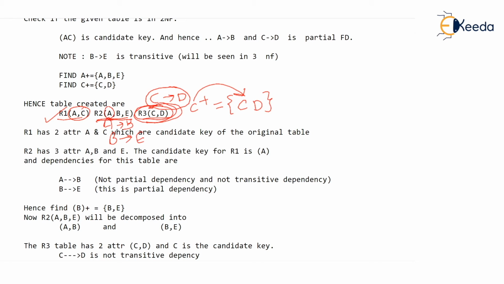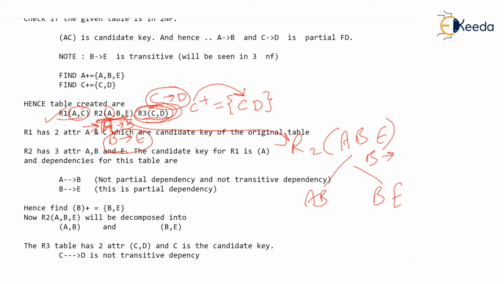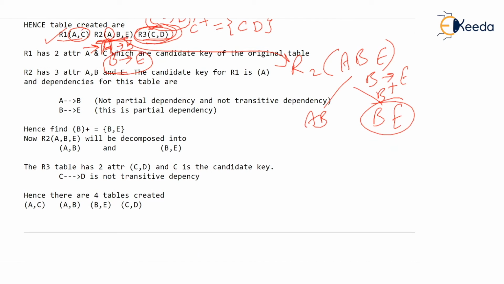R2 had A determines B and B determines E. And clearly A is the candidate key in this table. So A determines B was not partial because left hand side is perfectly a candidate key. And it was not transitive because left hand side and right hand side have to be non-prime attribute, but A is a prime attribute. B determines E was transitive. So we again found B closure and we found two tables from R2. From R2, which was ABE, we got two tables, AB and BE. This was done due to B determines E, which was transitive. So we found B closure and B closure contains BE. I hope you understood how we got four tables after converting the given table into 3NF.